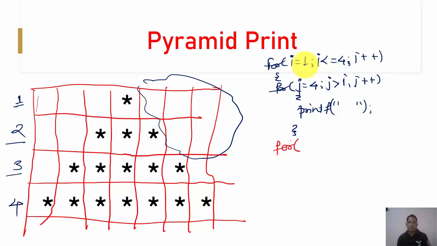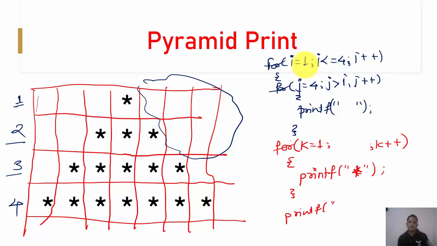For K is equal to 1, right? And then this K plus plus. Now this intermediate step, that is the condition, is the most important one. What is that? Let us try to find out. Because this important condition is going to define how things are going to work.